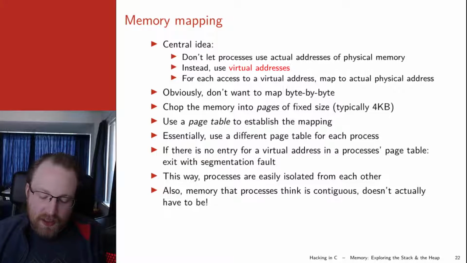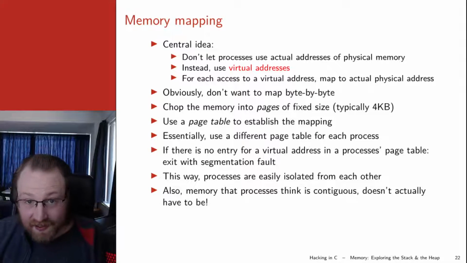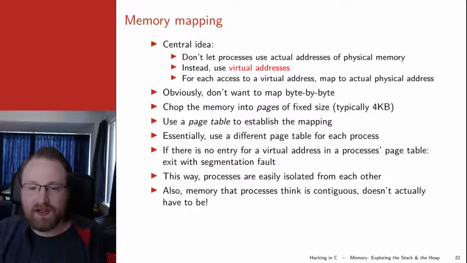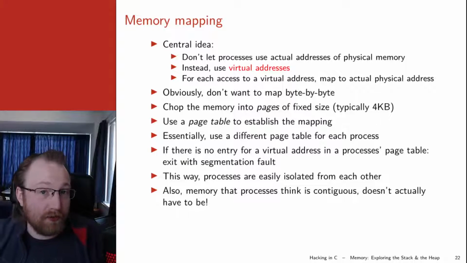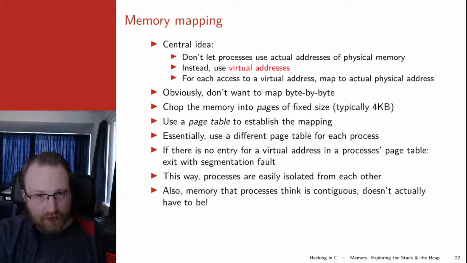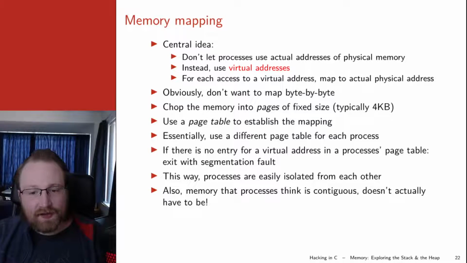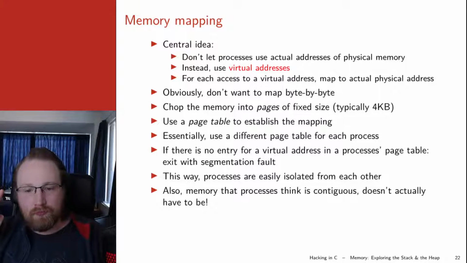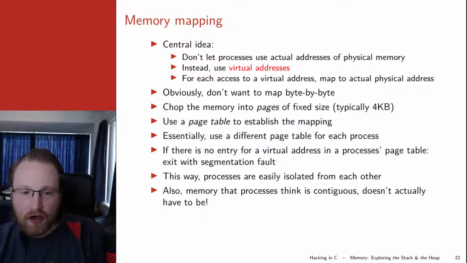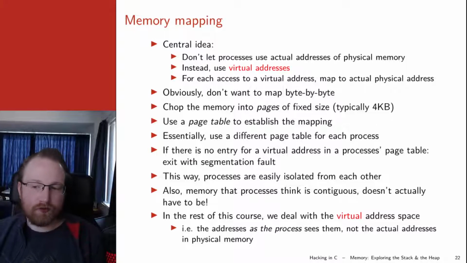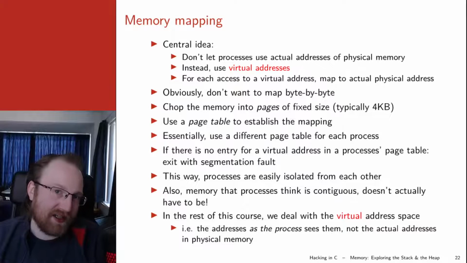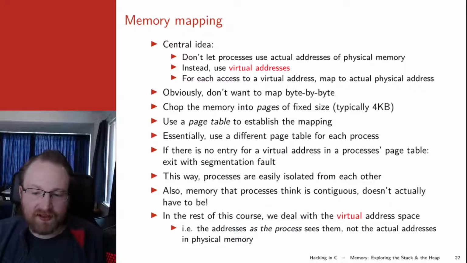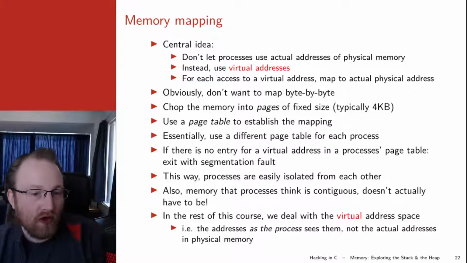So this way, at least on x86-64 and most systems nowadays, processes are easily isolated from each other, because the process only sees this virtual address space for its own process. And the operating system can easily keep track of which memory pages belong to which process. Now, in the rest of this course, we will deal with the virtual address space of an x86-64 system. We will deal with the addresses as the process sees them, not the actual addresses in physical memory, because that would be quite useless.